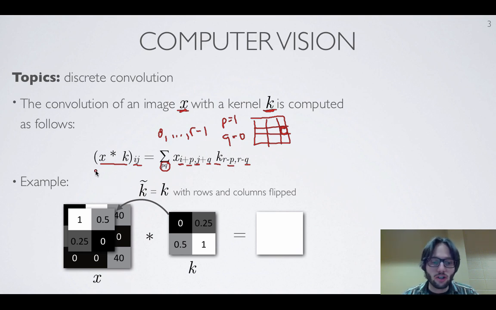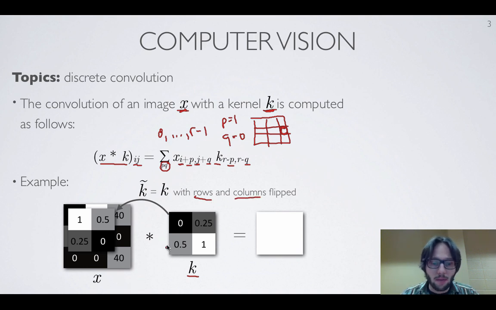Now let's look at visually what this computation corresponds to, and it's going to be much more intuitive once we do that. We can think of this operation as first taking the kernel matrix K. Here's an example of a kernel matrix, a 2 by 2 kernel matrix. And then what we'll do is flip the rows and the columns.